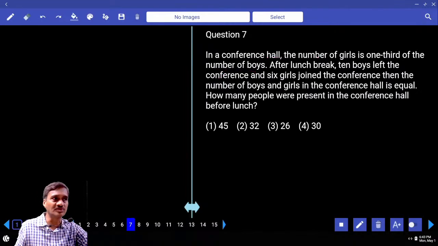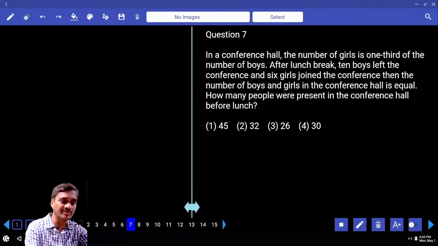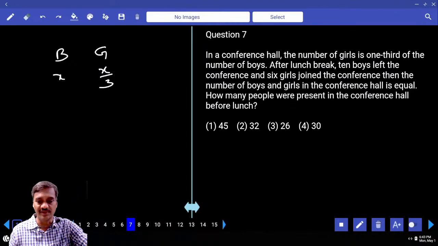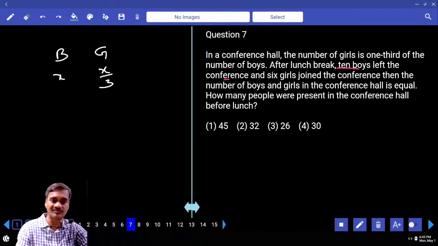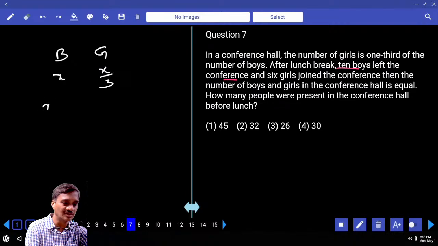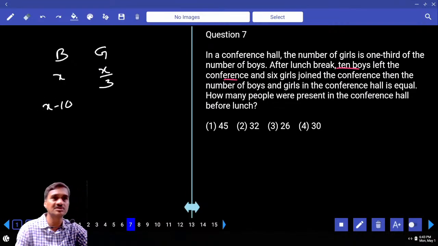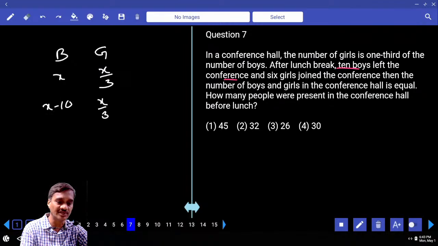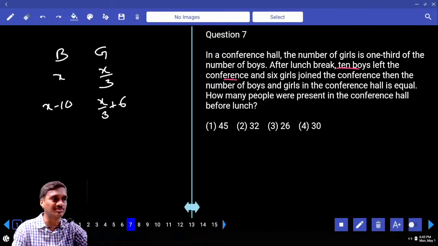In a conference hall, the number of girls is 1/3 of the number of boys. Let the boys be x, then the girls will be x by 3. After lunch, 10 boys left the conference and 6 girls were added to the existing quantity, that is x by 3.